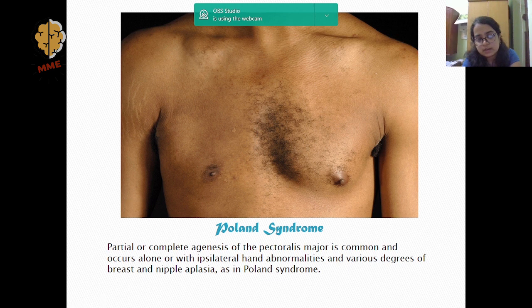So there is a partial or complete agenesis of the pectoralis major muscle, and it occurs either alone or with ipsilateral, meaning same-sided, hand abnormalities and various degrees of breast and nipple aplasia, as in Poland syndrome. So this is a congenital anomaly of complete agenesis of the pectoralis major muscle.